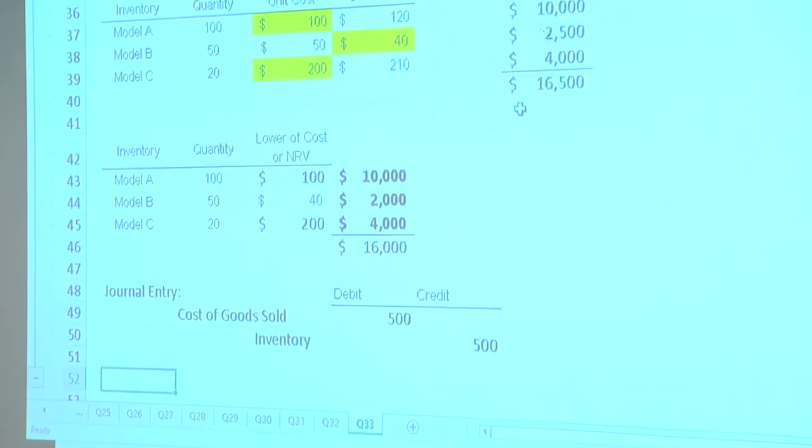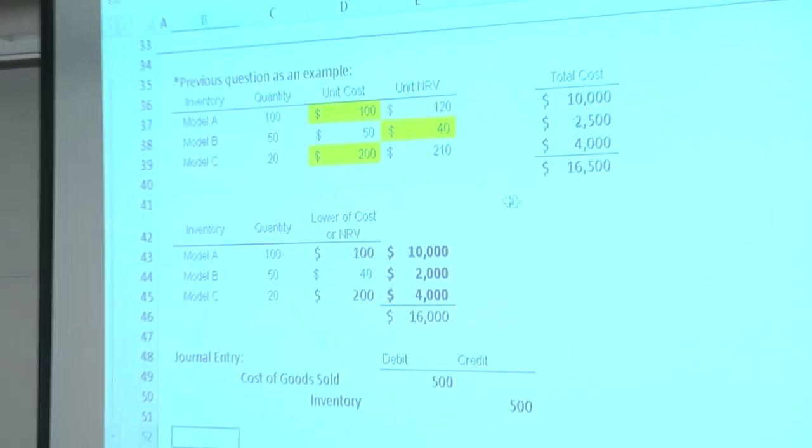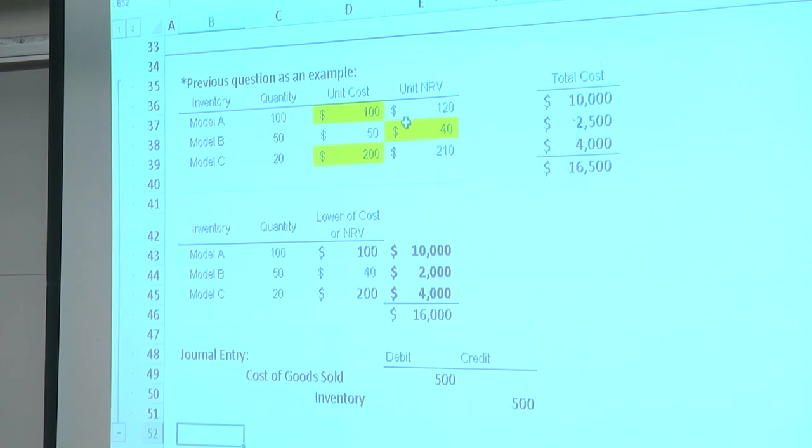Now, if it helps you guys, just to further illustrate a little bit, I have the previous question as an example of this. So what the journal entry would look like there. We had our original costs of 100, 50, and 200, which led us to a total cost of goods available for sale of $16,500. Now, after we make our adjustment for lower of cost or net realizable value, if you recall, we used 100 for Model A. We had to go down to 40 for Model B, and we stayed at 200 for Model C. So those are written here. So now our new costs are 10,000, 2,000, and 4,000.